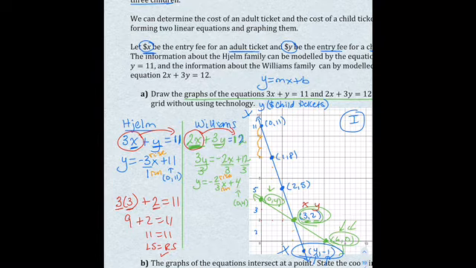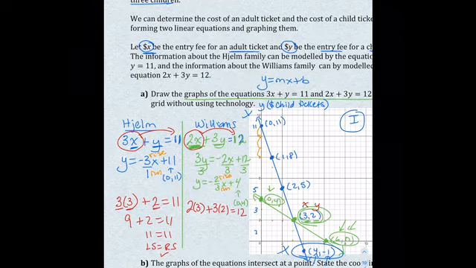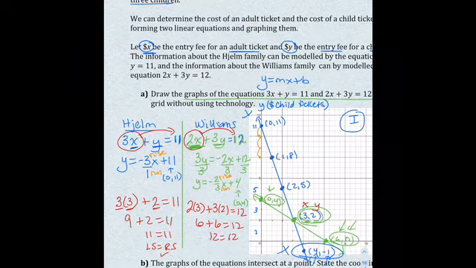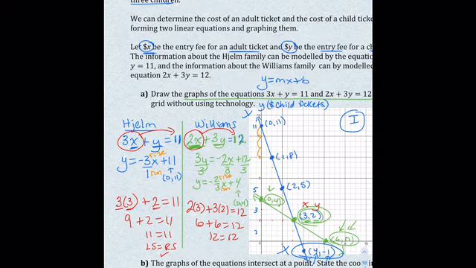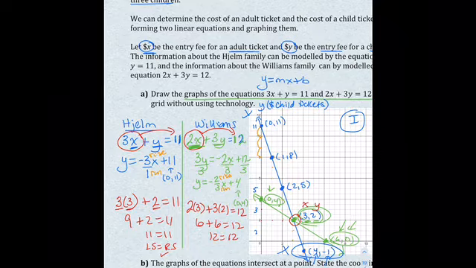And that's going to be the same thing with Mrs. Williams. She's also going to be charged $3 per adult. She's going two adults times $3 plus 3 children times $2, and that also equals 12 because 6 plus 6 equals 12. So all of the other points on the line satisfy each individual equation, but the only point that satisfies both is the point of intersection.